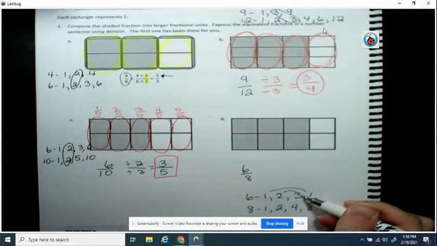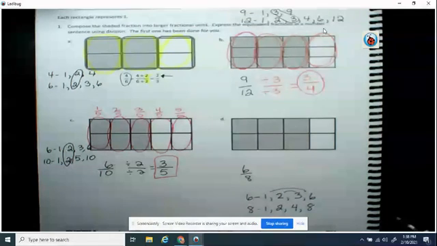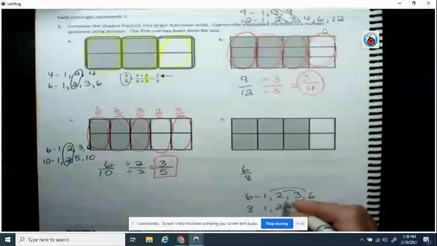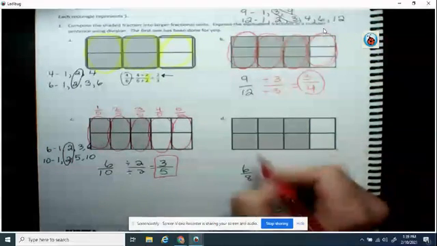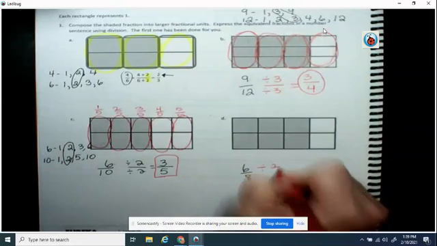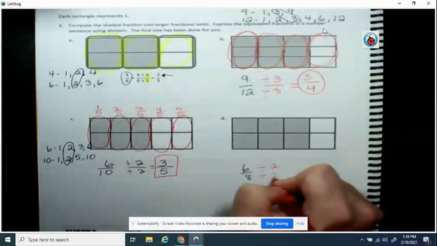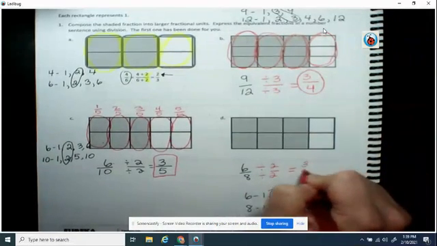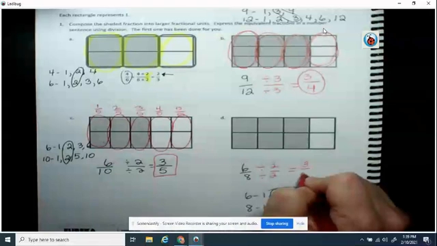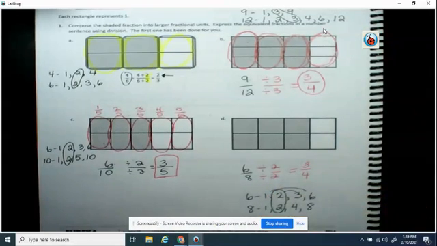I cannot divide by 3 for 8, so 3 is not going to work for 8. I cannot divide by 6 for 8, so 6 isn't going to work for 8. So the greatest common factor that they have in common is 2. So I'm going to do 6 divided by 2, and I'm going to do 8 divided by 2. If I divide the top and the bottom by the same number, then I know I'm going to get an equivalent fraction. 6 divided by 2 is 3. 8 divided by 2 is 4.